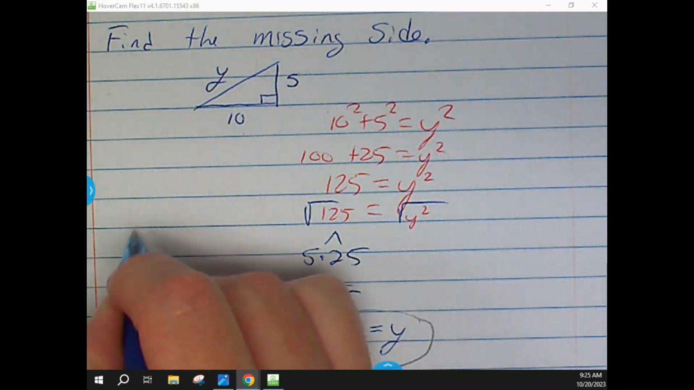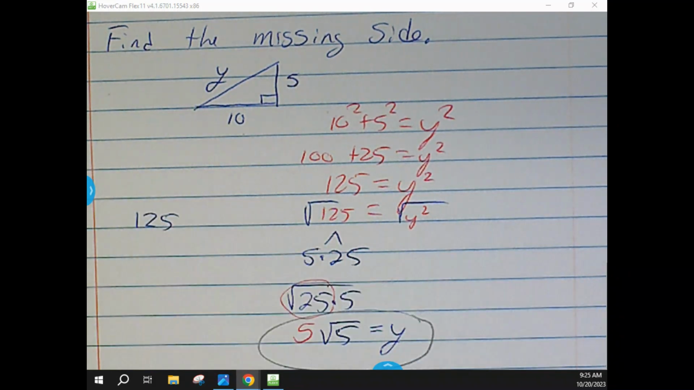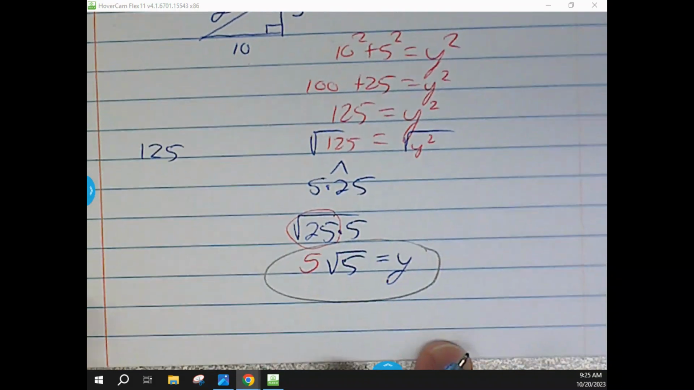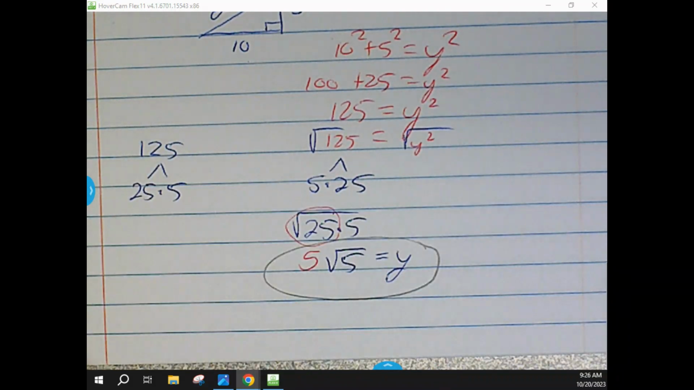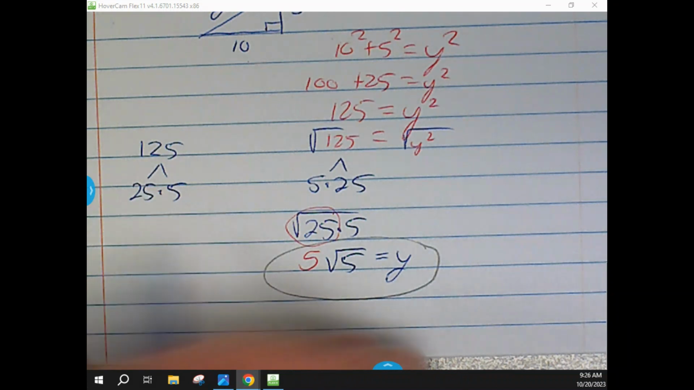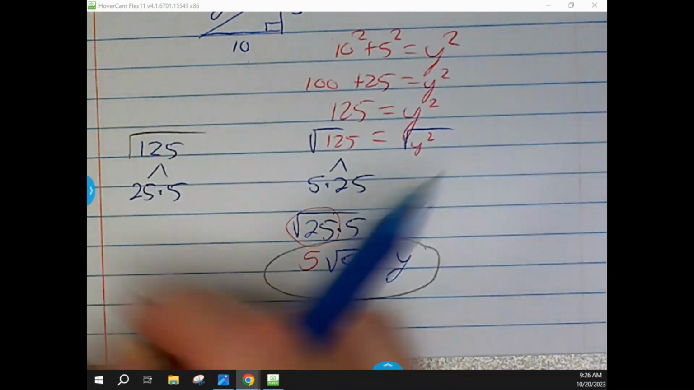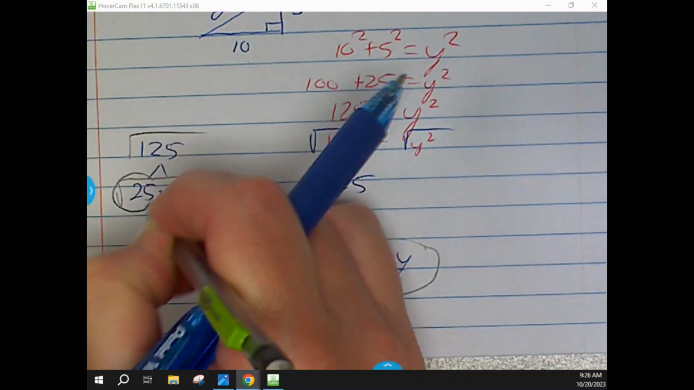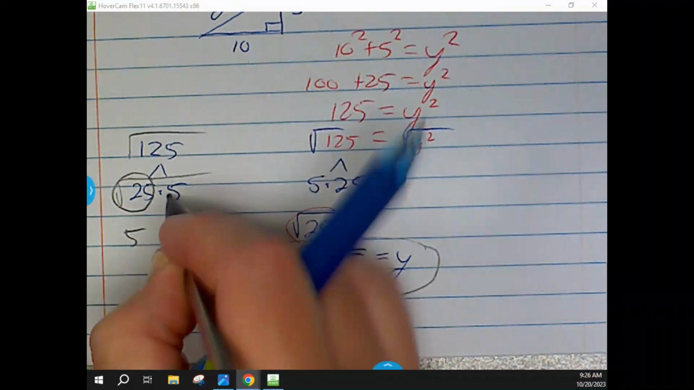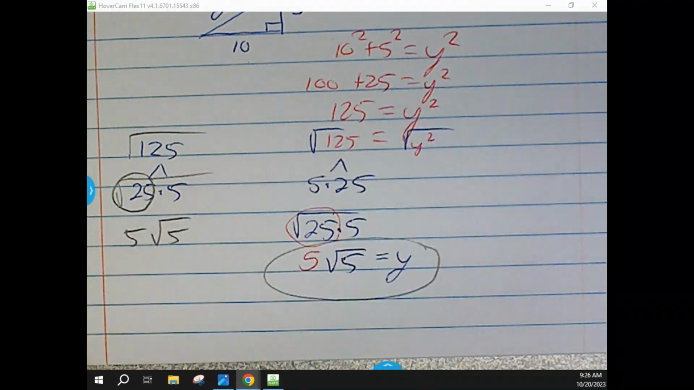Okay, so we took 125 and started to break it down. So it was 25 times 5. And then if you ever run across a perfect square root number, instead of breaking it down, if you run across this and this is a perfect square root, you can just square root this part. And then whatever's left over, that's just left over on the inside.